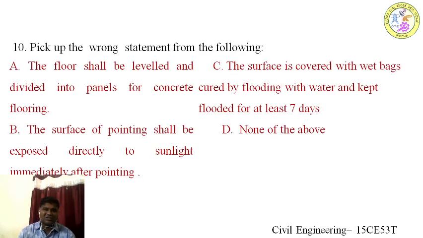And the last question, pick up the wrong statement from the following. The wrong statement is option B, where the surface of pointing will not be exposed directly to sunlight immediately after pointing. If it is allowed, then there will be shrinkage cracks on the surface and it will harm the surface of the pointing. And the rest of the statements are true.